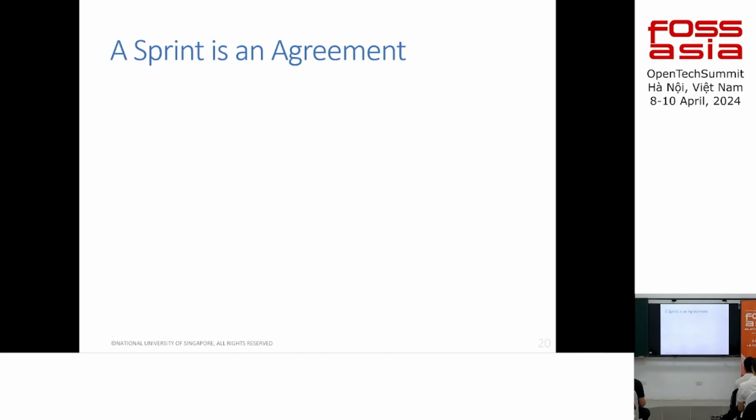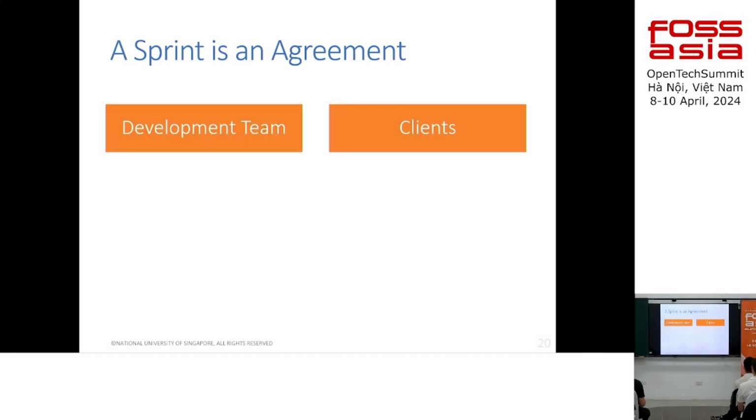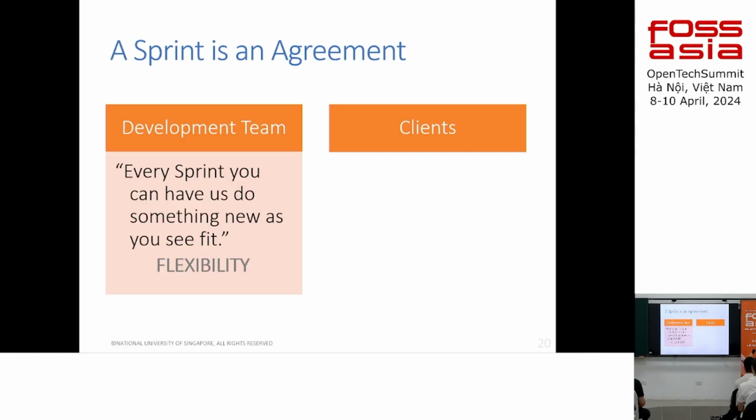It's actually an agreement between the development team and the clients, the customer in this case. So basically the development team is saying that every sprint, you, the customer, can have us do anything that you want us to do. Every sprint, you can tell us what you want. And basically, this is the promise to the customer. Okay, we allow you the flexibility of your own product.